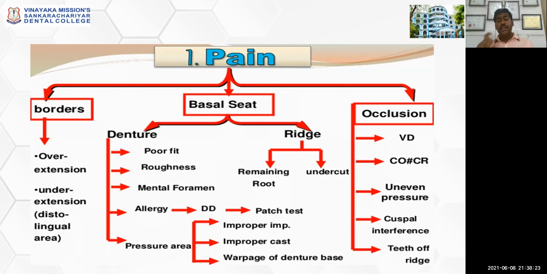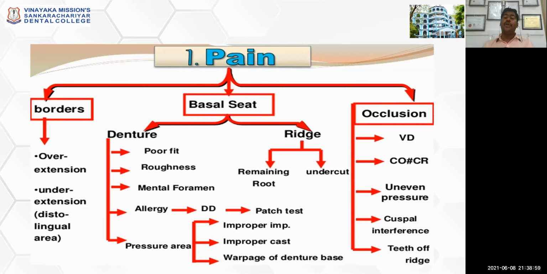Now coming to the occlusion, this plays a very, very major role. When you're fabricating a complete denture with occlusion in mind, your centric relation, centric occlusion, and your maximum intercuspation should all coincide with each other. Centric relation is a bone-to-bone relation which cannot be changed, and this centric relation should be equal to your centric occlusion, which in turn will be equal to your maximum intercuspation. When all these three coincide, you will have no pain. If they don't coincide, then there will be pain.